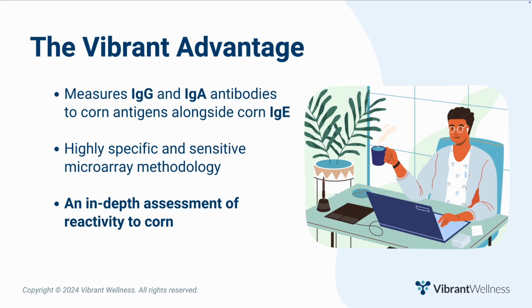In summary, the corn zoomer uses highly specific and sensitive microarray methodology to measure IgG and IgA antibodies to corn antigens. It also includes corn IgE, providing an in-depth assessment of reactivity to corn.